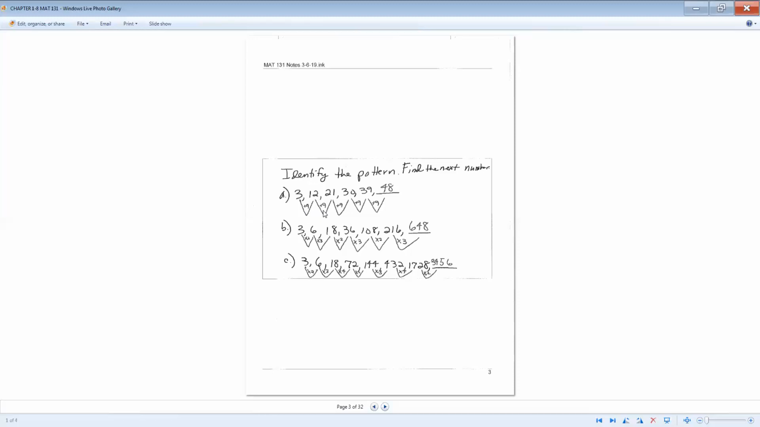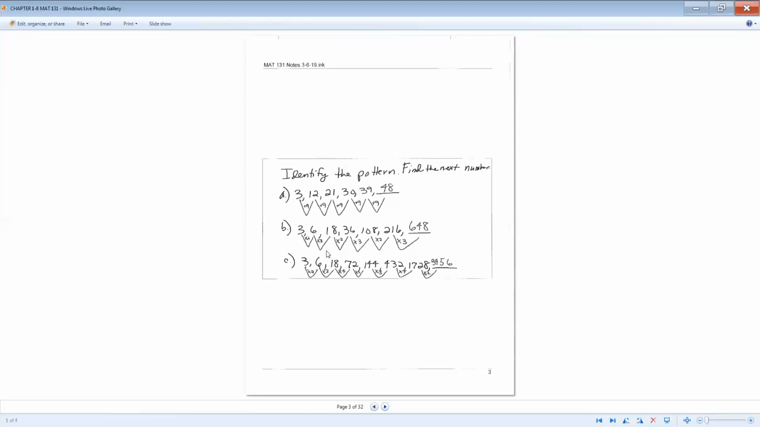So, of course, you wouldn't have the patterns down here. You just have the numbers 3, 12, 21, 30, 39, and then identify the next number. So you see that adding 9 to each number is how we get to the next number. So you add 9 to the final number, and that gives us 48.